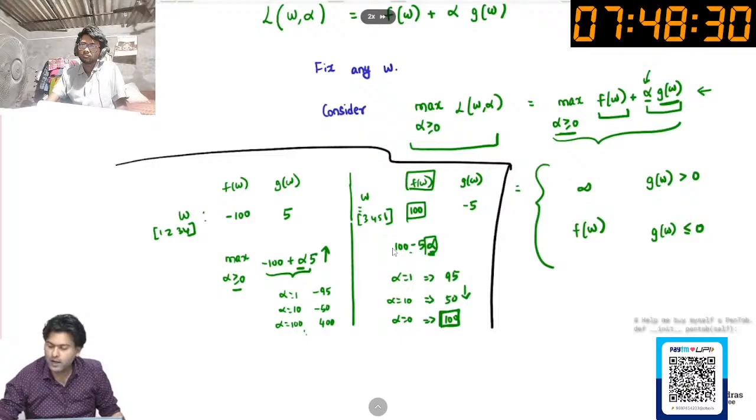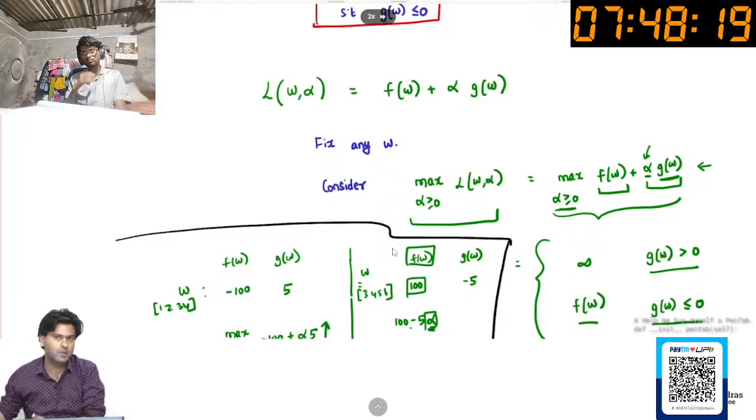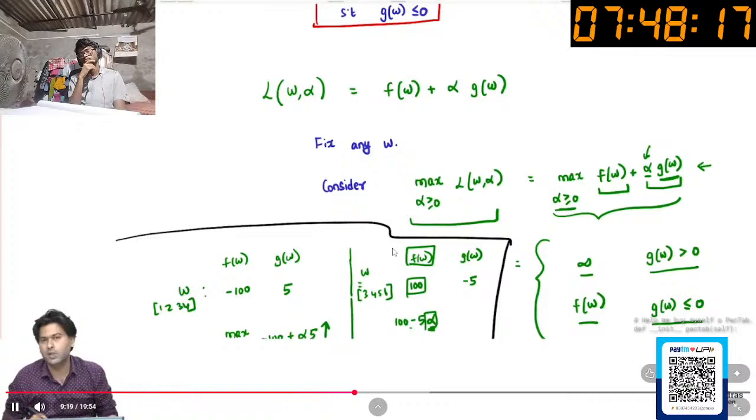So something interesting has actually happened. Now here is a new function which, if I give you a w, if the w satisfies g of w less than or equal to 0, then this new function evaluates to f of w. If the w does not satisfy g of w less than or equal to 0, that is, it satisfies g of w greater than 0, then this function evaluates to infinity.